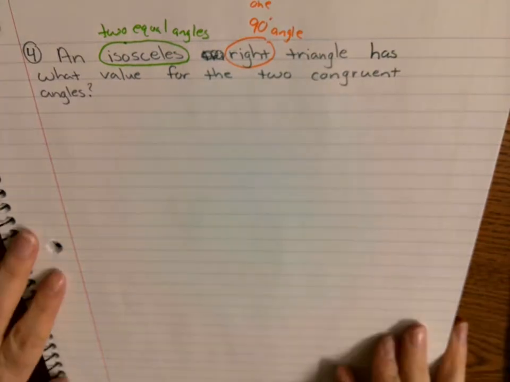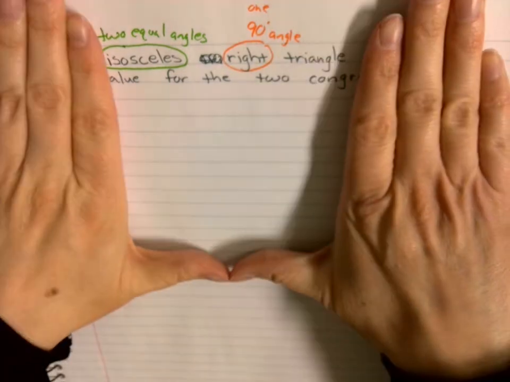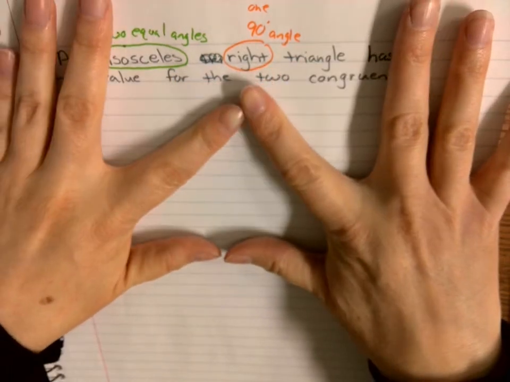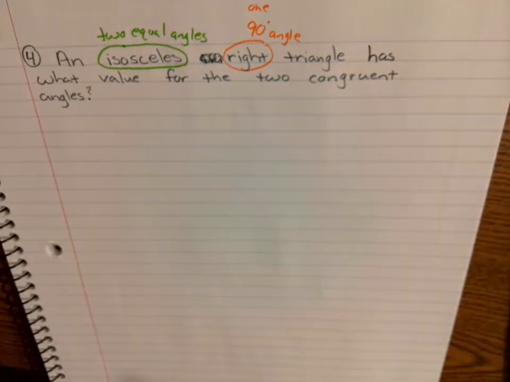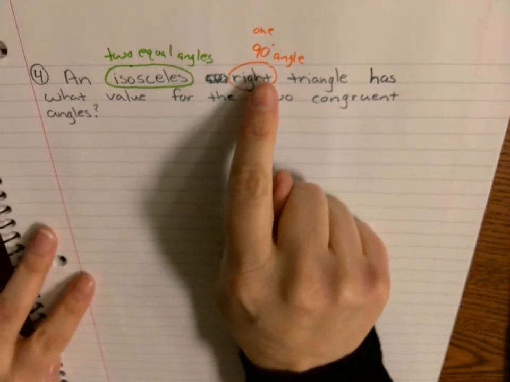So we have a triangle that has two angles that are equal, and it also has a 90-degree angle. If I have a 90-degree angle, can I have another 90-degree angle inside a triangle? Can I have two 90-degree angles? Think about it. I have two 90-degree angles here. Here is one. Here is the other. Can I form a triangle to make them 90-degree angles? No. You cannot have two 90-degree angles inside of a triangle. So only one of the angles can be a right angle, a 90-degree angle for a triangle.